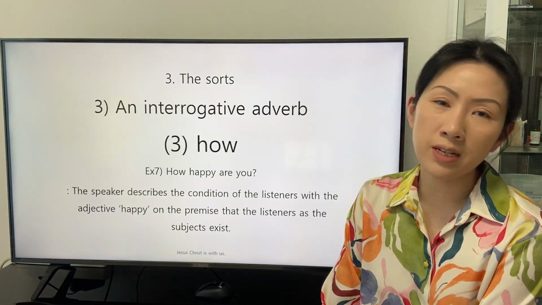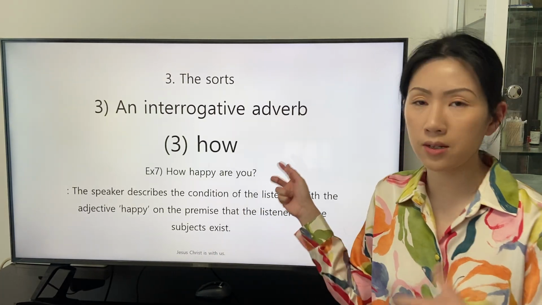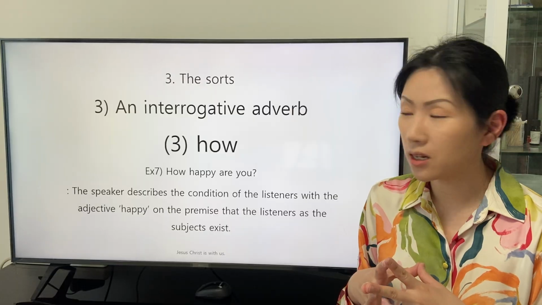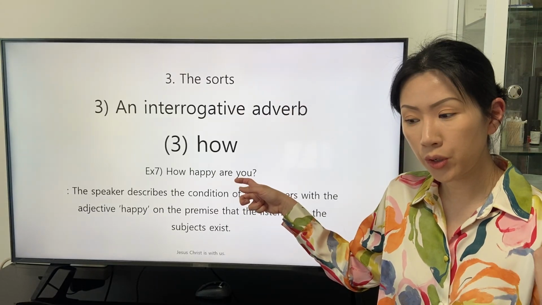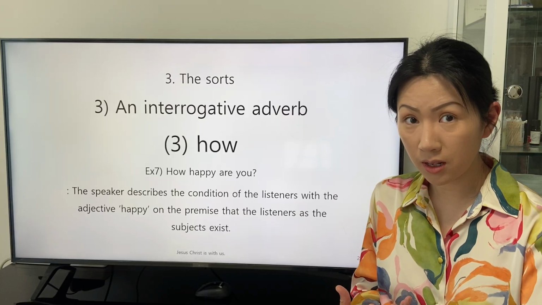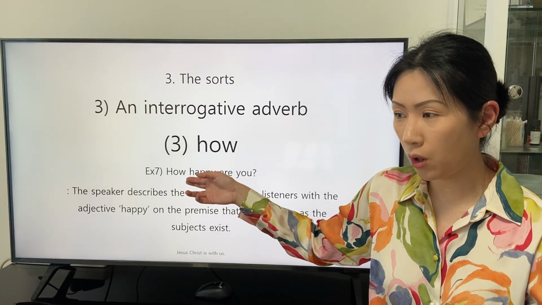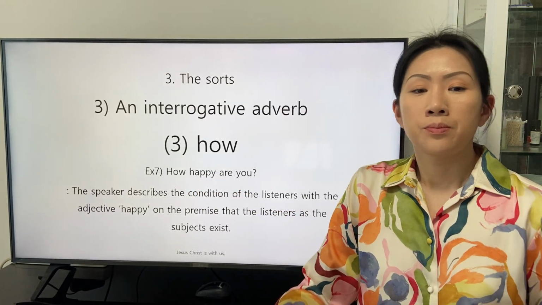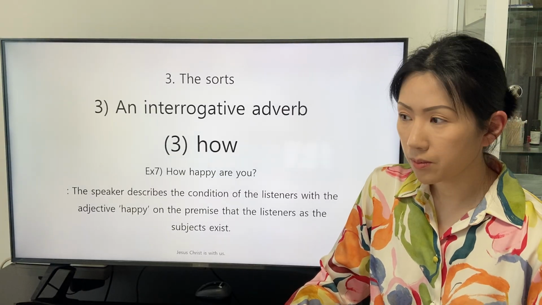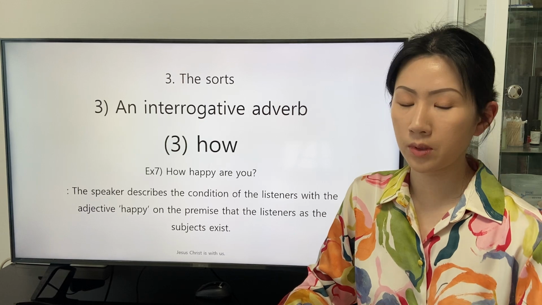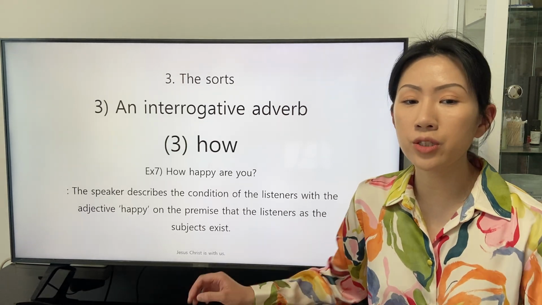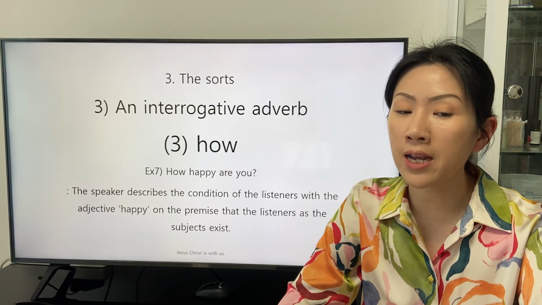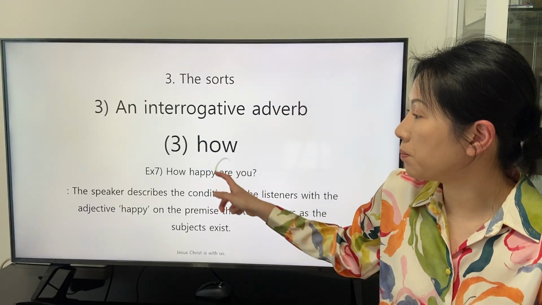You can understand the intent of the speaker who stated this clause in this way. The speaker intends to know about the intensity of the subjects who already feel the condition, who already feel happiness. The speaker describes the condition of the listeners with the adjective happy on the premise that the listeners as the subject exist because the speaker applied the be verb.